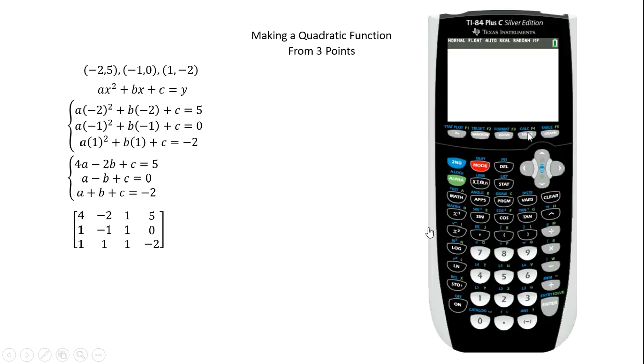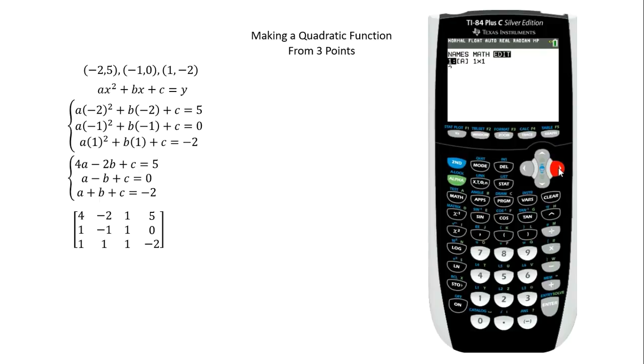Anyway, to put our matrix in, we're going to go second, and then x to negative 1. It says matrix right there. There we go. So we're going second to the matrix. The names, that's just where we have them named.